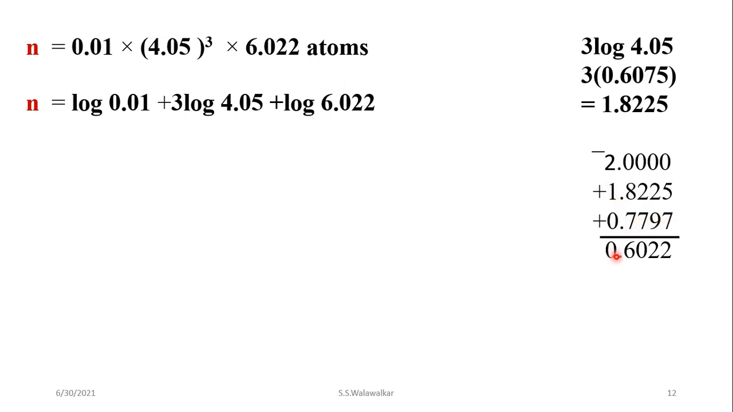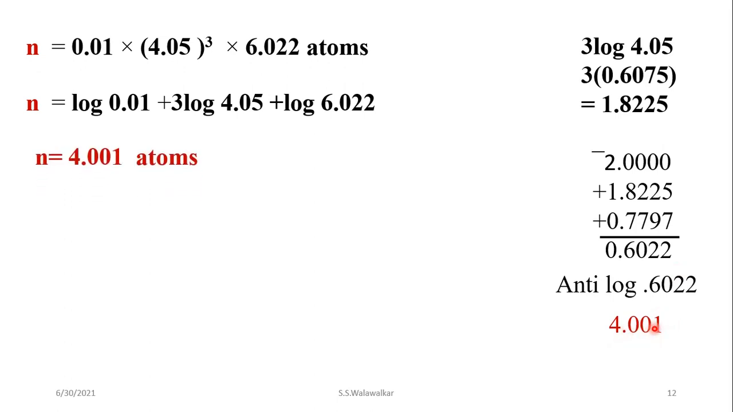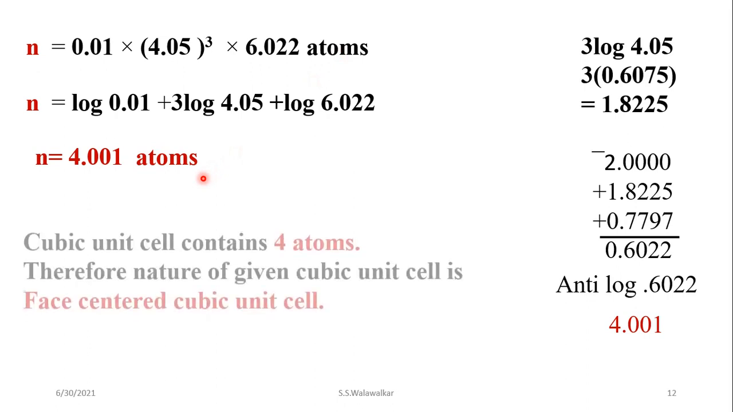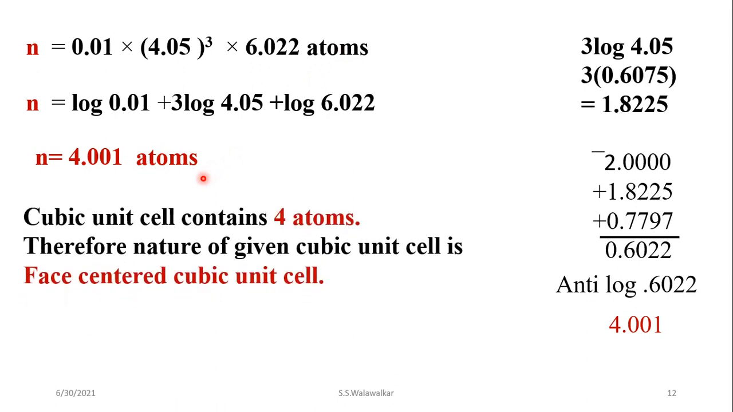0.7797. So if you add all these three quantities, then you will get what? 0.6022. So antilog of this 0.6022 is how much? 4.001. That means n is equal to how much? 4.001 atoms. So as cubic unit cell contains 4 atoms, what is the nature of the given cubic unit cell? It is face-centered cubic unit cell.